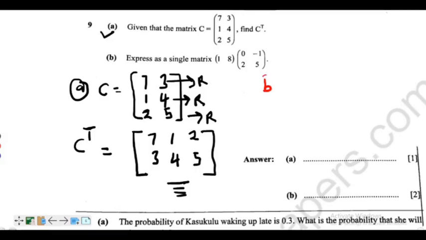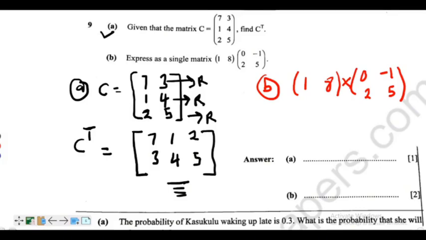So under question B, express as a single matrix. They want you to express as a single matrix where you have 1 and 8, then you have 0, -1, 2, and a 5. So they want you to express as a single matrix, meaning that you are multiplying these two matrices. Looking at this, this is a row matrix, then this is a 2 by 2 matrix. To multiply a row matrix with a 2 by 2 matrix, we'll get a 1 by 2 matrix. That will be our answer.